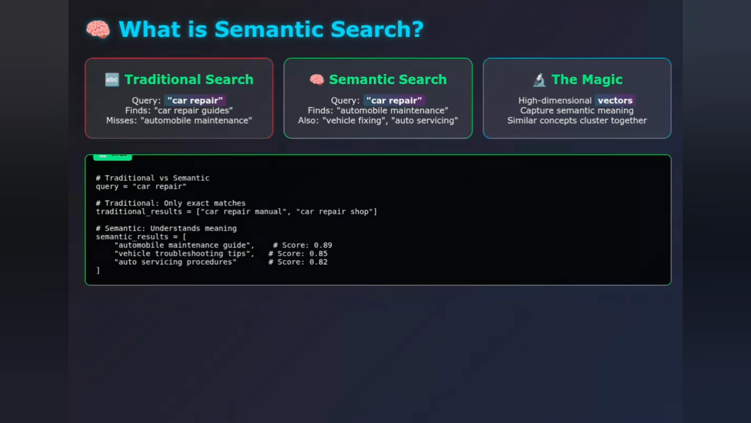The magic happens through something called embeddings, high-dimensional vectors that capture the semantic meaning of text. Think of these as DNA for meaning. When we plot these vectors in high-dimensional space, similar concepts cluster together. This is how we can find semantically related content even when the words are completely different.